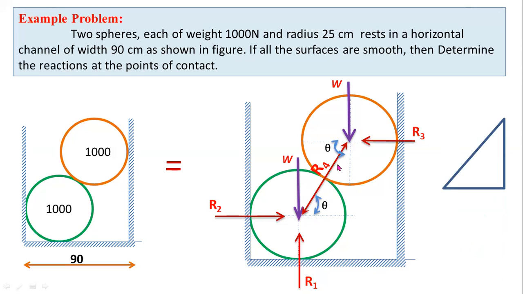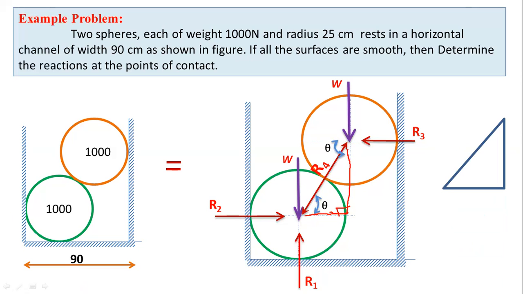Now you have to consider a right angle triangle here. You can observe this is a right angle triangle. Here the angle is 90 degrees, here the angle is theta, and the remaining angle is 90 minus theta here.